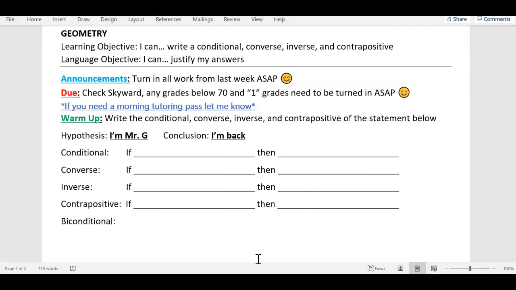We already talked about checking Skyward for your grades and turning in your work from last week. And if you need morning tutoring, you have to talk to me so I can write you a pass for the morning only. All right, now, here we go.